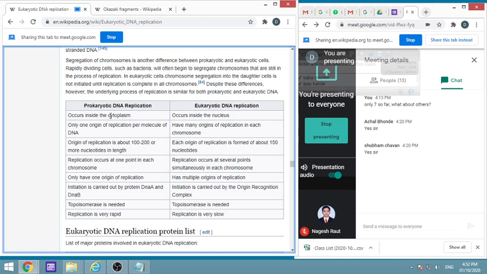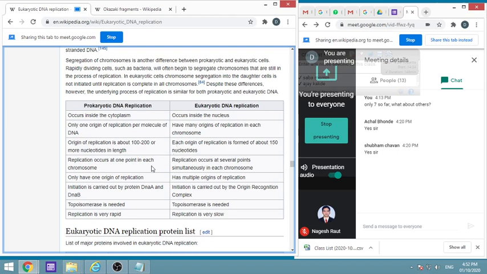Prokaryotic DNA replication occurs in the cytoplasm, while in eukaryotic it occurs in the nucleus. In prokaryotic there is only one origin of replication per DNA molecule, while eukaryotic has many more origins of replication in each chromosome. Because it is a big DNA, replication is happening at various places. The origin of replication is about 100 to 200 nucleotides in length. In prokaryotic it was only one, here there are many, each having around 150. So you can understand how much bigger the eukaryotic replication is.